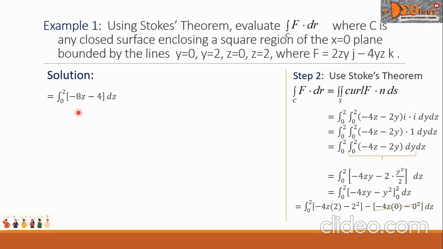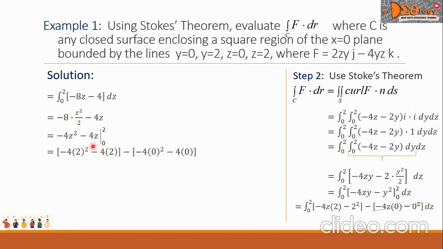Let us now get the integral of this function with respect to z. So the integral of negative 8z with respect to z will be negative 8 times z squared over 2 minus the integral of 4 with respect to z. This is a constant, so we write 4z. We simplify this part into negative 4z squared, then we just copy negative 4z. Let us evaluate this with respect to the limits of integration from 0 to 2.